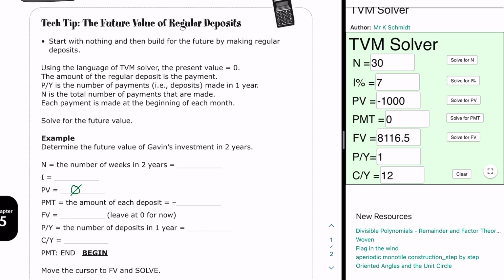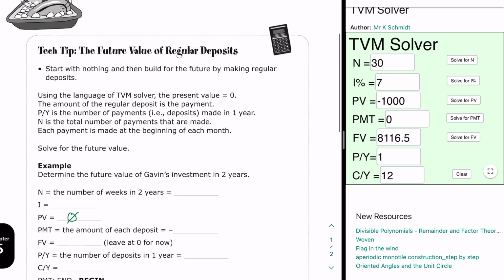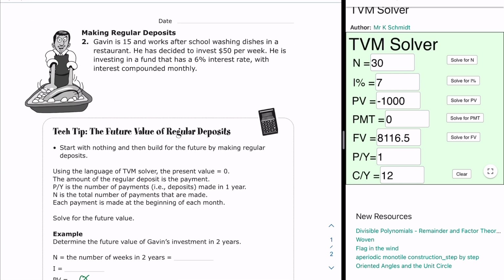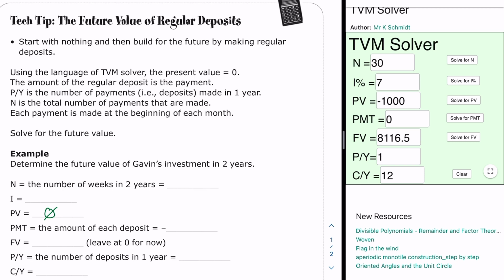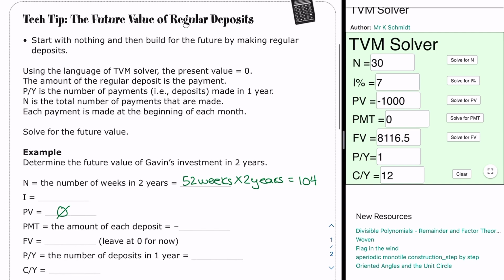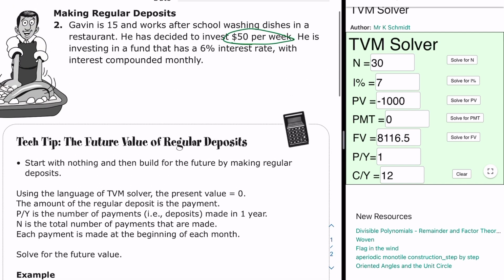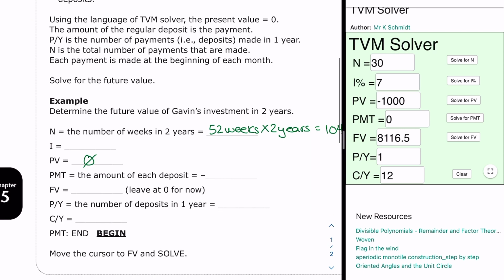In this situation, he is investing $500 per week. So how many times is he putting money in a year? There are 52 weeks, times 2 years, which gives you 104. So he's going to put money in 104 times. The interest in this situation is 6%.